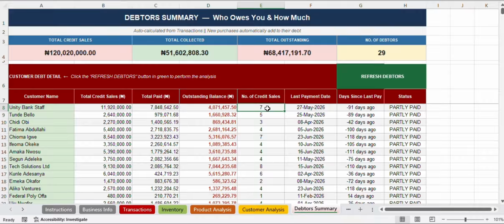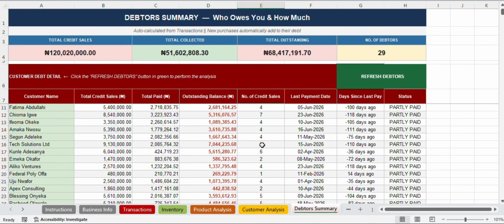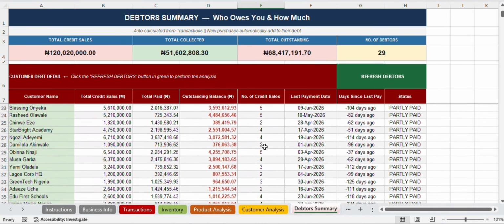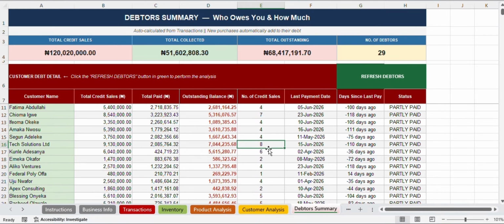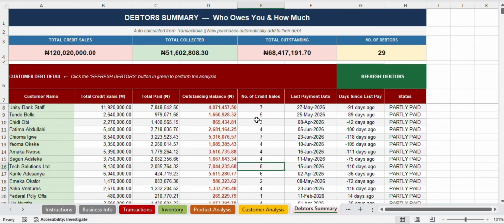So as a business person, this is information which you use. When you get it, you ask, why are we selling up to 7 times on credit to a customer? Why are we doing that? In a nutshell, you also have 8 times as well. Tech Solution Limited, who is this person? 8 times. As a business person, you would want to get these numbers down as much as possible for your business, right?